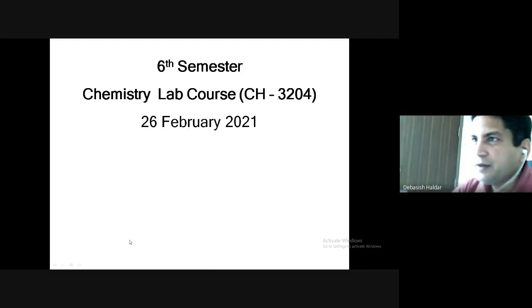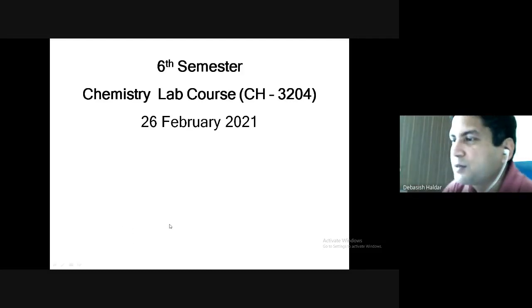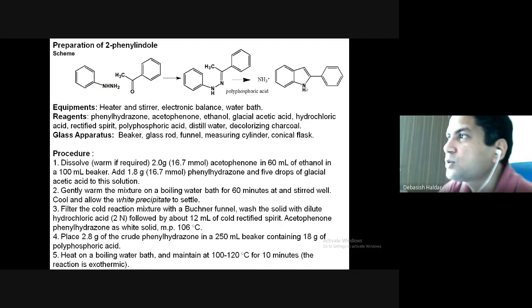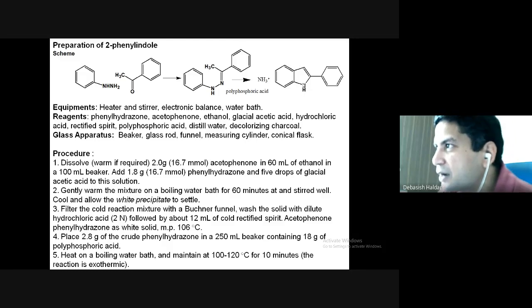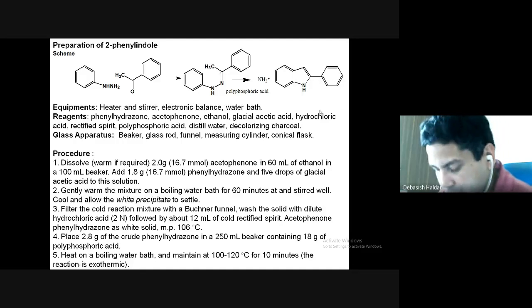Okay. So today we are going to synthesize 2-phenyl indole. Here, if you see the structure, this is the nitrogen. This is position 1, and next to nitrogen is position 2, and there is a phenyl substitution at position 2 of indole. This fused bicyclic system is called indole. That's why this is called 2-phenyl indole.